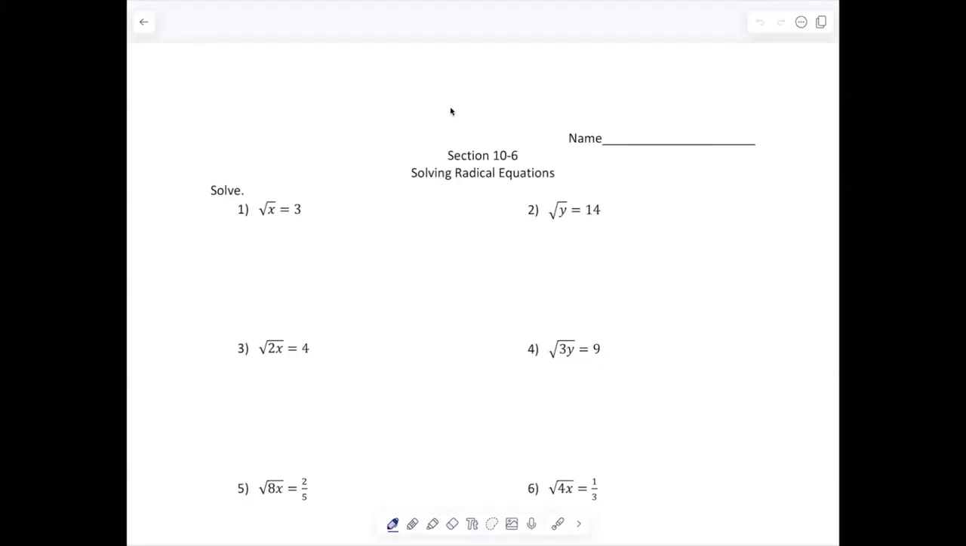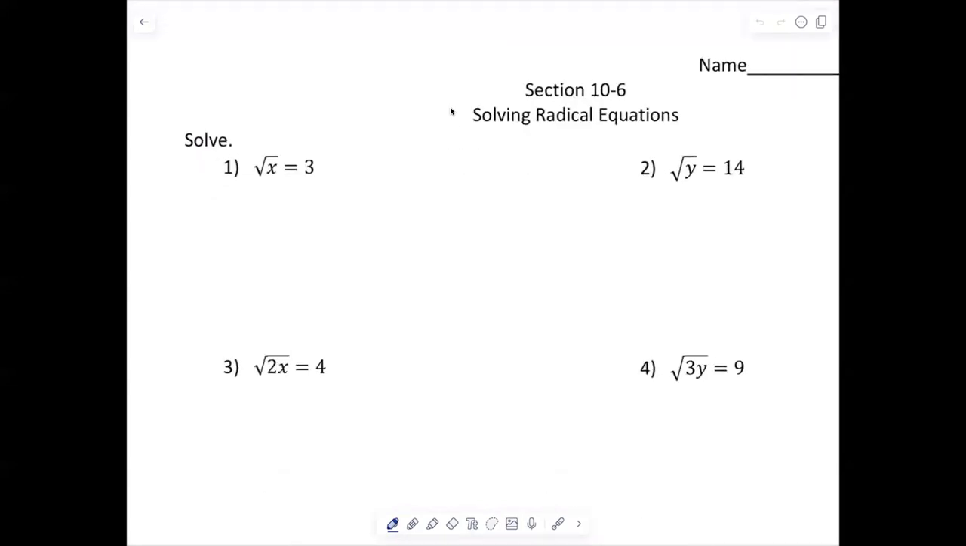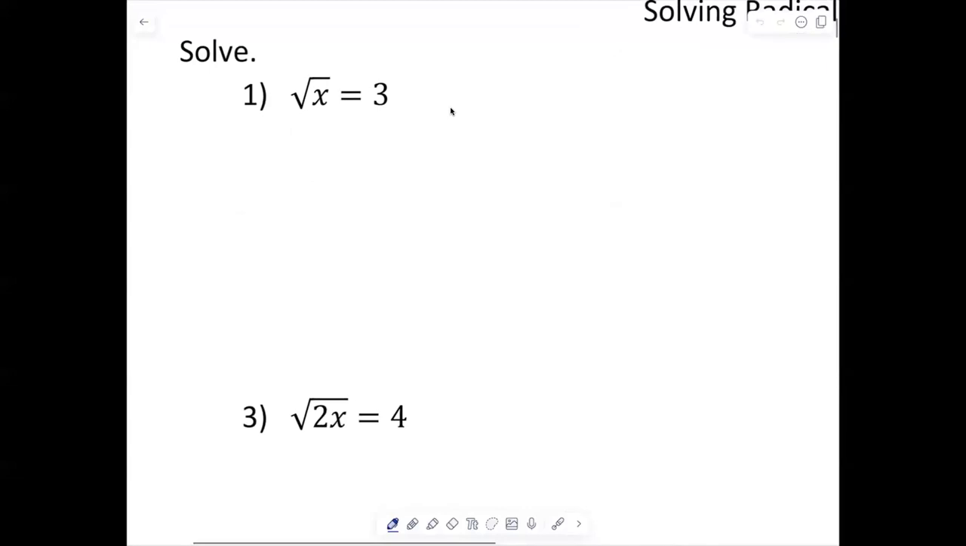All right. Solving radical equations. So the question for number one is, the square root of what equals 3? The square root of 9 equals 3. That is correct. So here we know x equals 9. Now the question is, how do we get 9? By solving an equation. To undo a square root, you simply square.